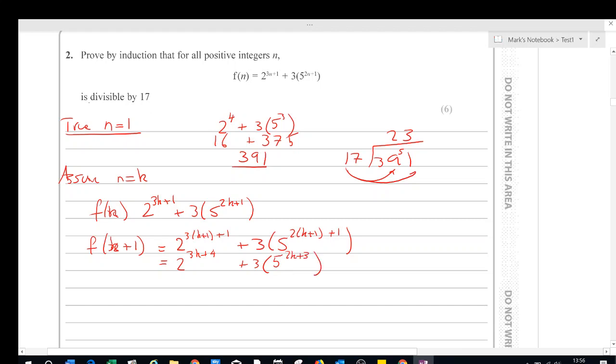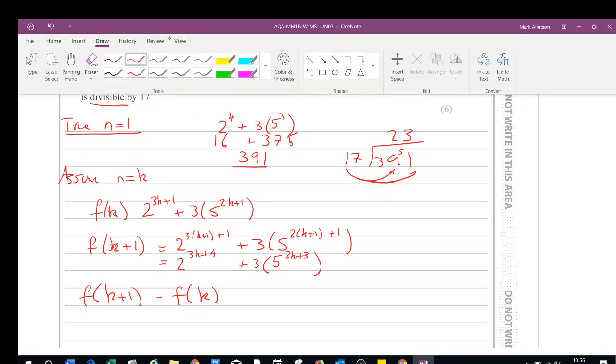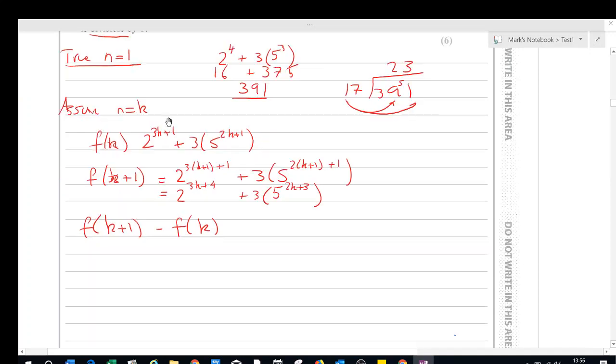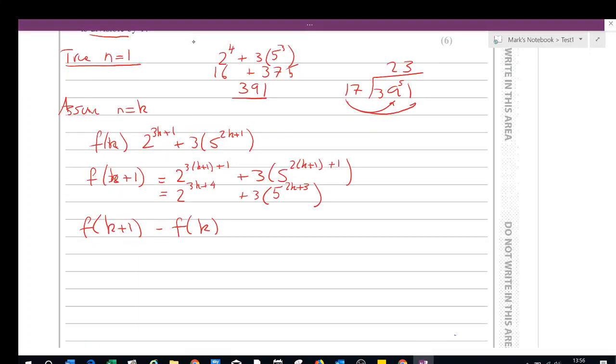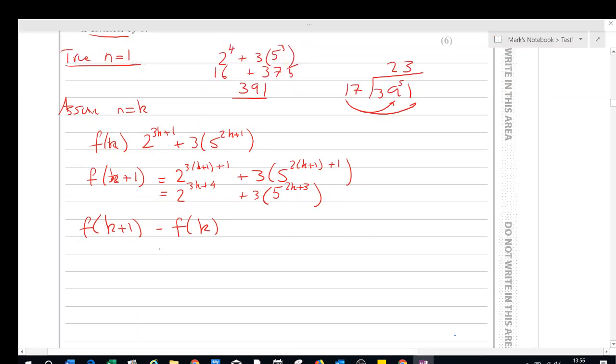Now, if it's a divisibility question, you try and find the difference between consecutive terms, and if you can prove that is divisible by 17, and you know that the original one was, then every single term is. So we're going to do the difference between consecutive terms, so f of k plus 1 minus f of k. So f of k plus 1 was this one, so it's all of that minus all of that.